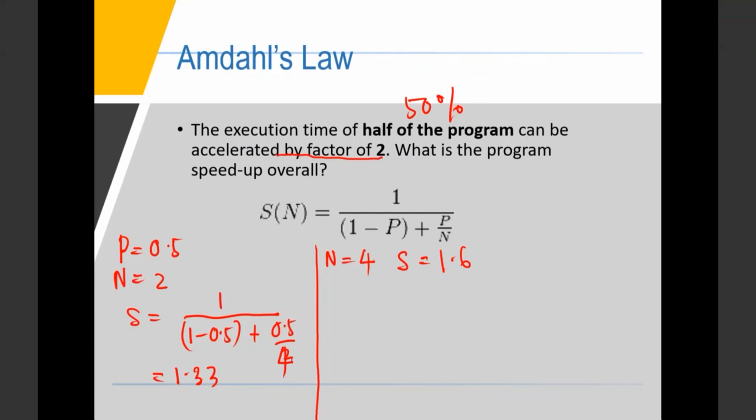Okay, next. We increase the cores to hundreds. What happened? Now we increased to 4, and the speed up is only 1.6 compared to if you write it for a single core. What happens if you increase the number of cores to hundreds? What is your speed up?